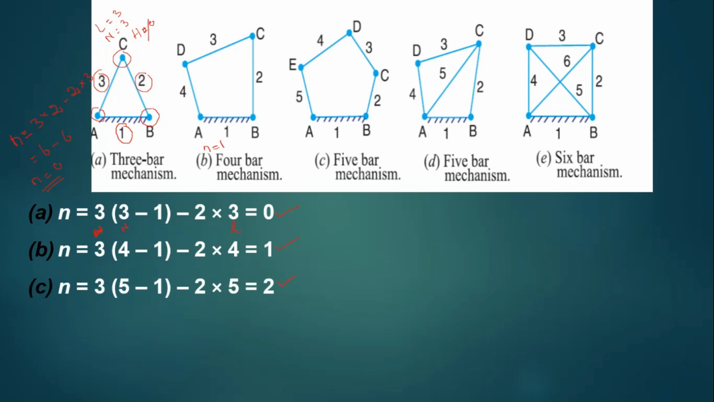Then what about the fourth one? 5 bar mechanism. Totally how many links are there? 5 links are there. So, capital N which is equal to 5 and L which is equal to how many? 1, 2, 3, 4. 4 pairs are there, right. So, 4 lower pairs. So, small n which is equal to 3 into capital N minus 1, which is equal to 4 minus 2 into 4.